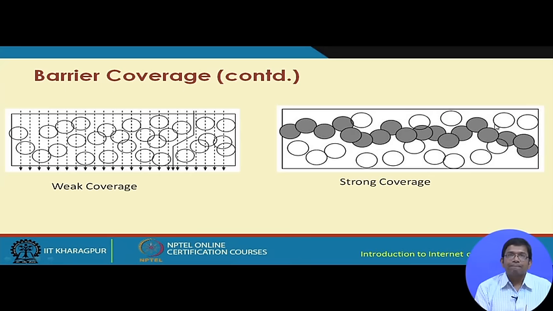In this particular figure, the empty circles denote the nodes which are there but are not active, and the shaded circles denote the nodes which are active. I hope that this point is clear. So we have weak coverage and we have strong coverage. As you can see, a path like this by an intruder can avoid getting detected by at least one sensor node. However, no such path can be found over here. So this is the case of strong coverage and this is the case of weak coverage.